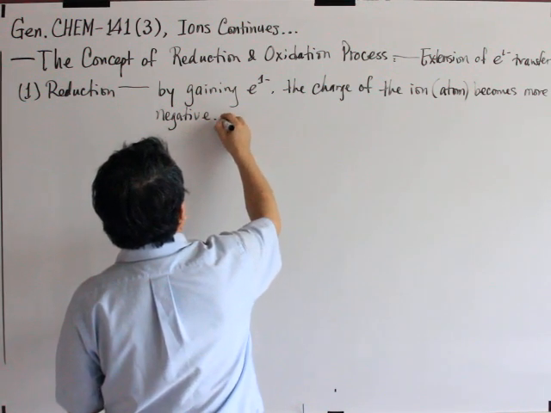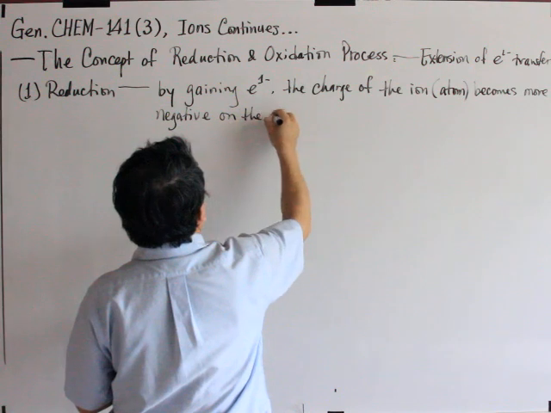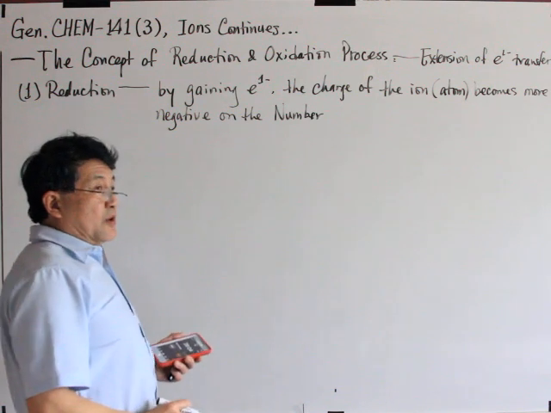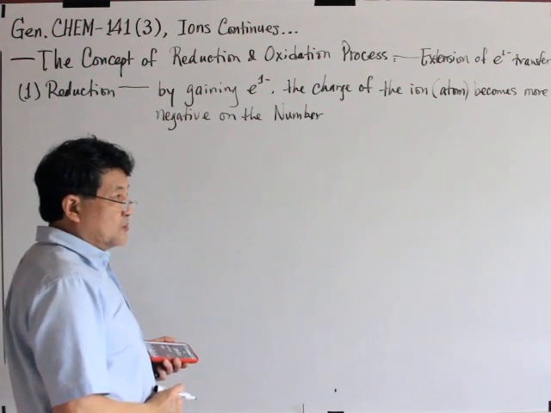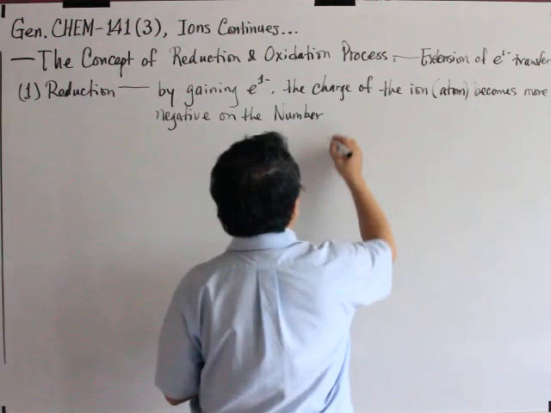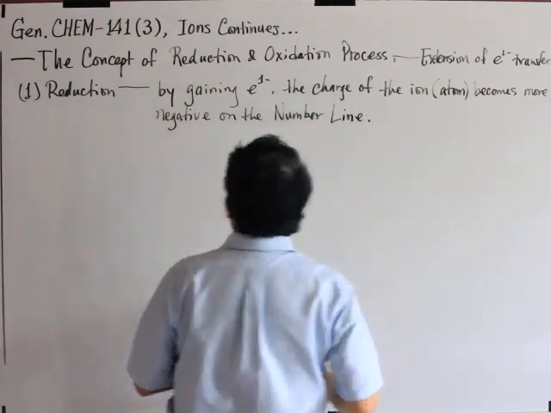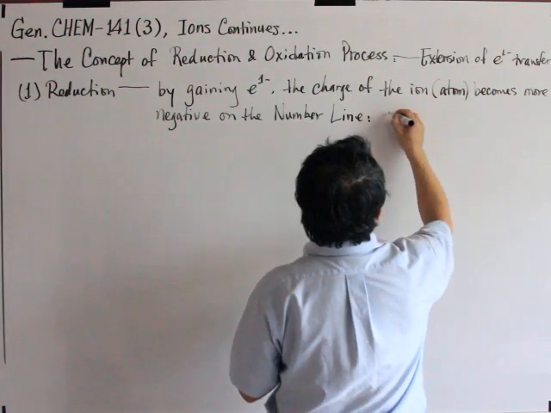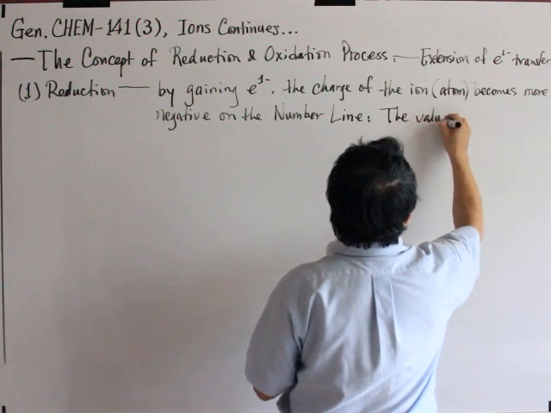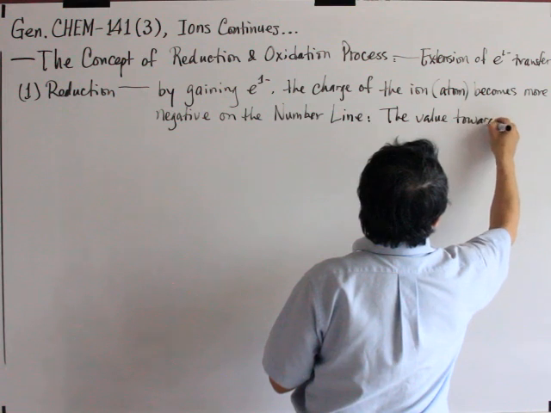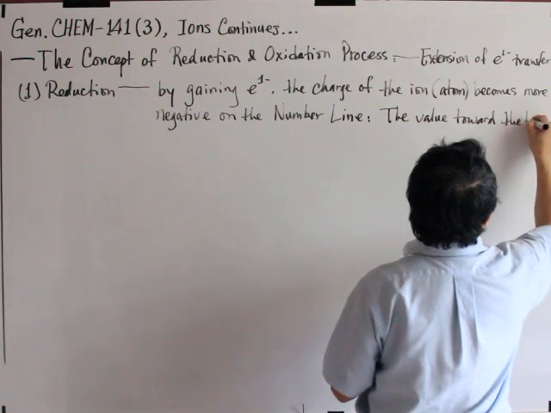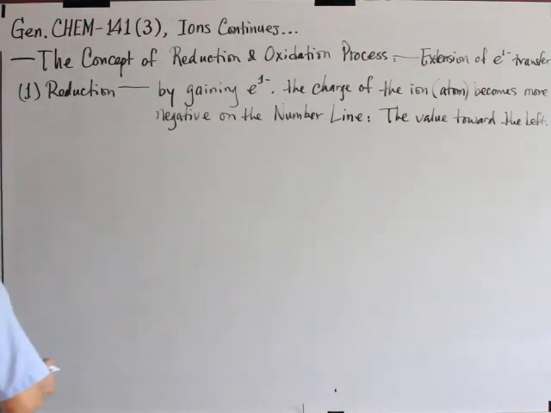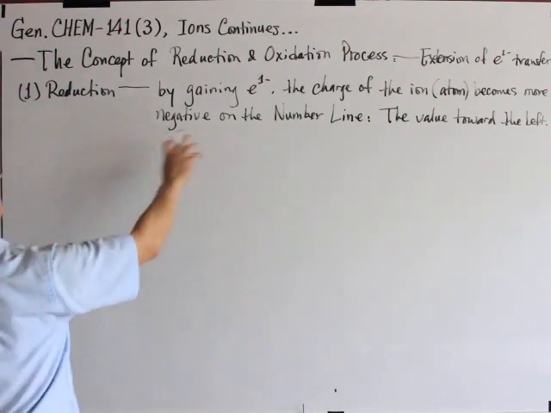And on the number line, a concept called the number line. Now we learned the number line in algebra, very early in your schooling, in middle school when you were introduced to pre-algebra. On the number line, getting more negative means the value moves towards the left. The left of what? The left of number 0, right? Alright, now let's leave a little space, so I'll give you an example.